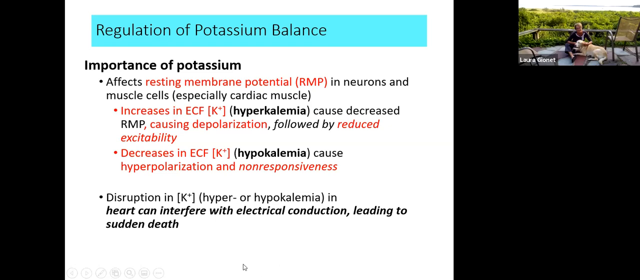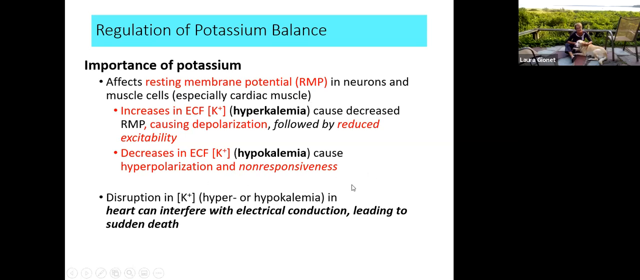Okay, the regulation of potassium balance. The importance of potassium is it affects the resting membrane potential in neurons and muscle cells, especially cardiac muscle. So an increase in ECF potassium is called hyperkalemia. So picture potassium as the K in kalemia, and you keep that together. It causes a decrease in resting membrane potential, causing it to depolarize. So when we say a decrease in RMP, we mean it's getting closer to zero, closer to threshold. When we have a decrease in extracellular potassium levels, that's called hypokalemia, meaning a low level of potassium in the blood, and it causes hyperpolarization and thus non-responsiveness. So when it's low in the blood, it causes the interior of the cell to hyperpolarize.